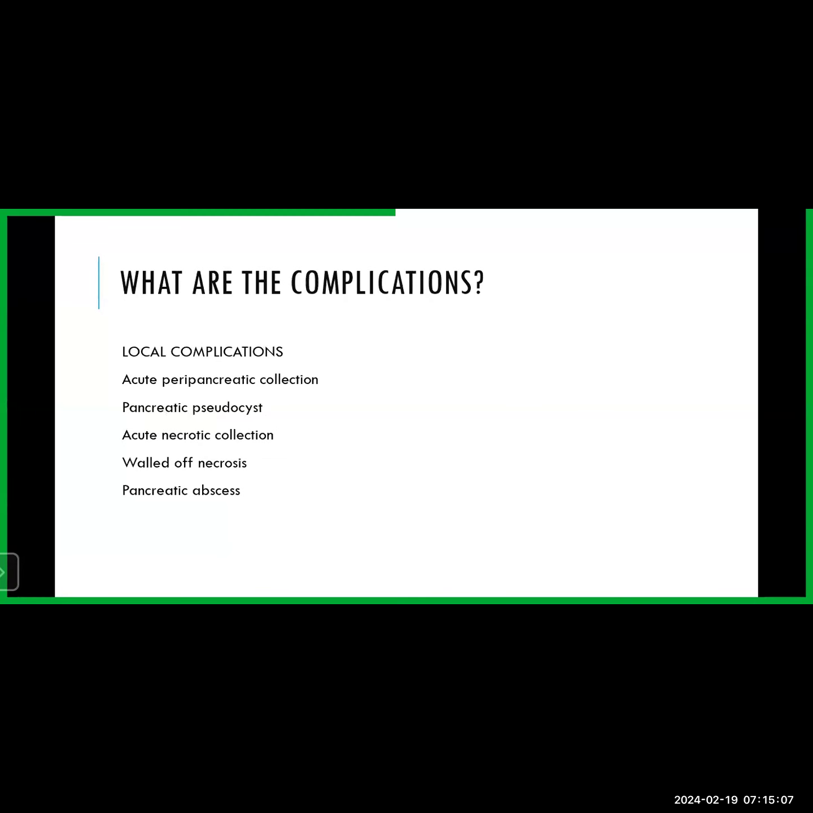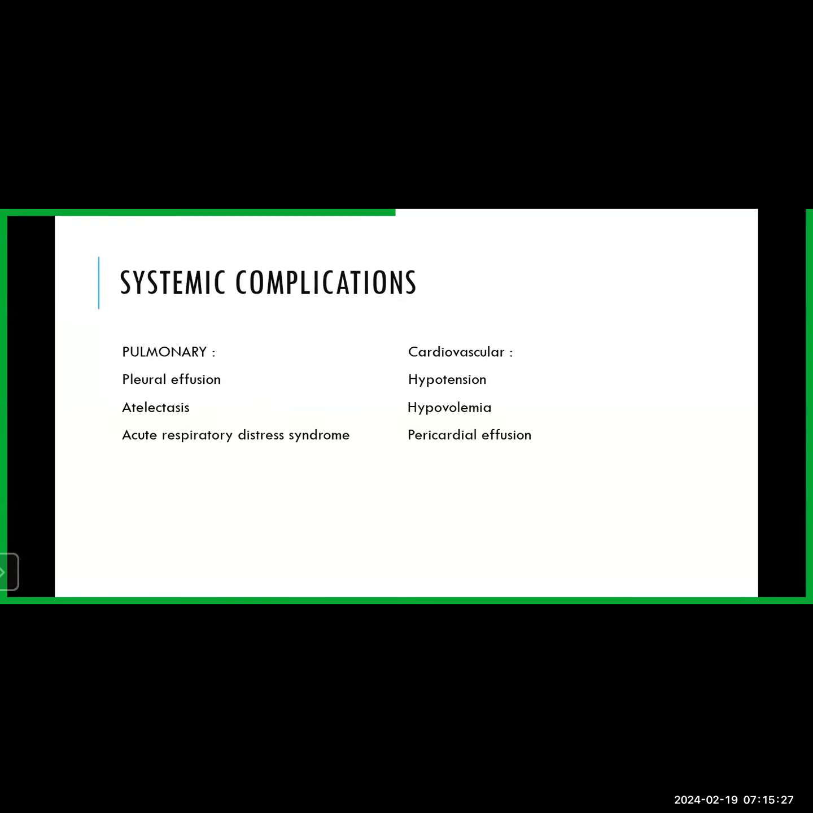Okay, the complications of acute pancreatitis can either be local or systemic. For the local complications, we have acute peripancreatic collection, pancreatic pseudocyst, acute necrotic collection, walled off necrosis, or the pancreatic abscess. The systemic complications in the pulmonary system, there could be pleural effusion, atelectasis, or acute respiratory distress syndrome. The patients could have hypotension, hypovolemia, or pericardial effusion. Of course, acute pancreatitis is known to have some form of third-space fluid collection.